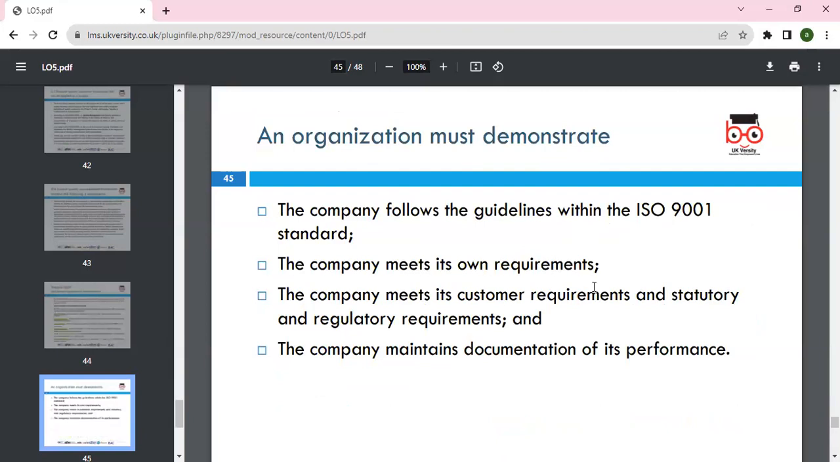The organization must demonstrate that the company follows the guidance of ISO standards, meets its own requirements, meets the customer requirements, and looks at the regulatory requirements, because we have a lot of legislation. And if we do not follow it, the company can be fined. So we need to be focused on the legislation side as well as the customer satisfaction side. So three areas we need to look at.